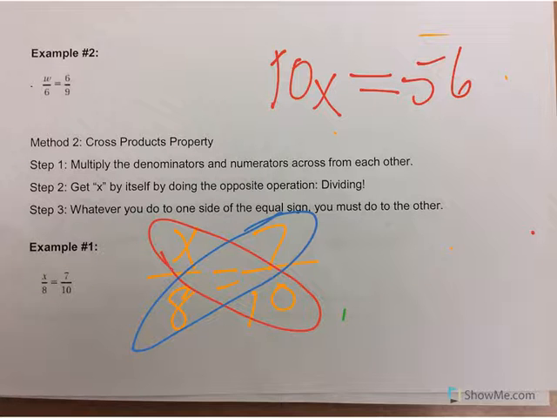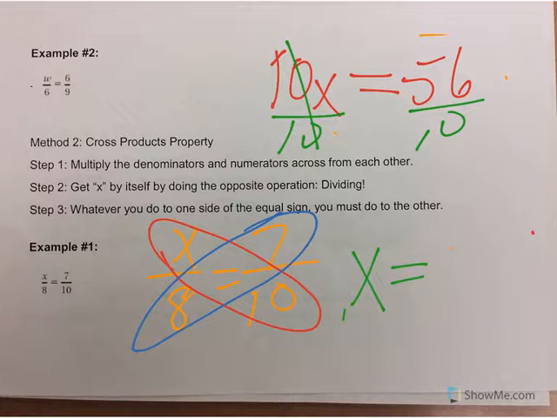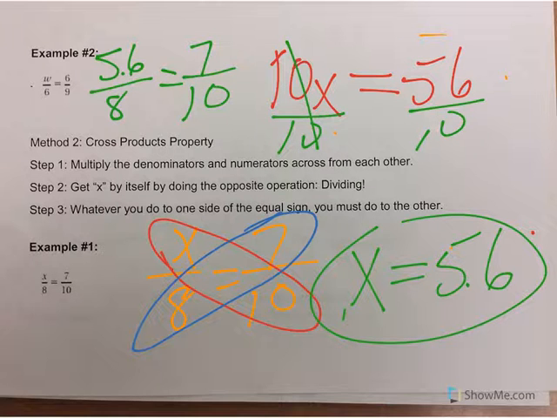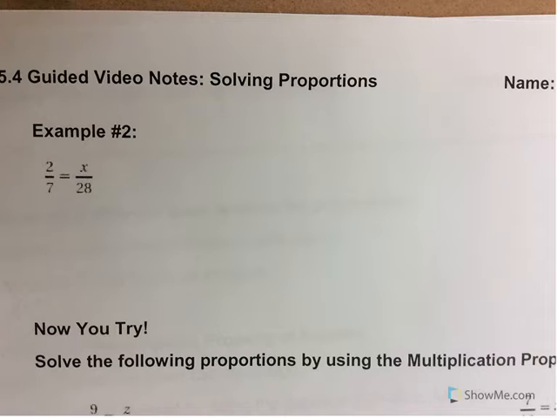And now you just solve for x using algebra. So x is being multiplied by 10, so the opposite is to divide both sides by 10. The 10's cancel, x is by itself, and 56 divided by 10 is 5.6. So our answer is 5.6. So we're saying that 5.6 over 8 equals 7 over 10. Those fractions are equivalent. Look at one more example with the cross products.